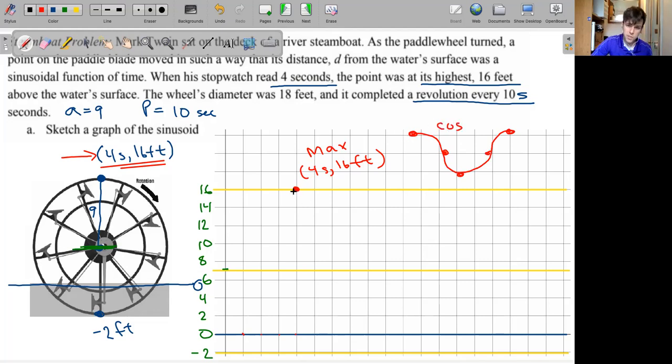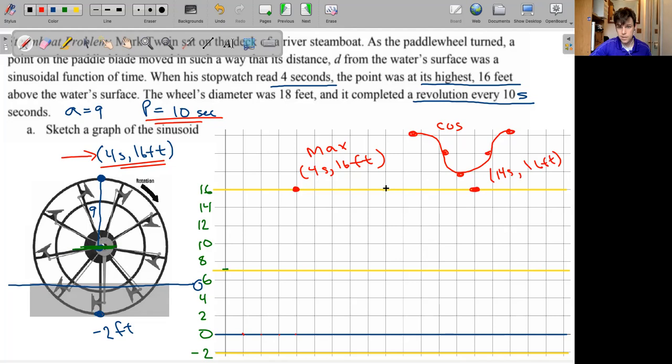All right, well, it starts at maximum. It's going to end a full period away, 10 seconds after this, at maximum as well. So 1, 2, 3, 4, 5, 6, 7, 8, 9, 10. So 10 seconds away, it'll also be at its maximum, which would be 14 seconds and also at 16 feet. Okay, in the middle of that, so exactly in the middle between 4 and 14, we add those together and average them. That's 9 seconds.